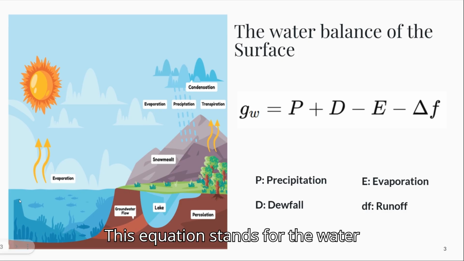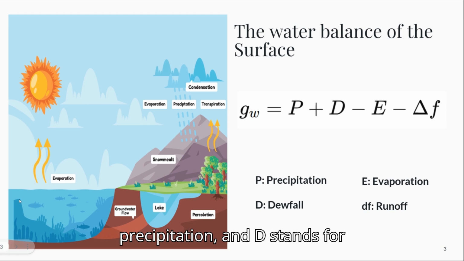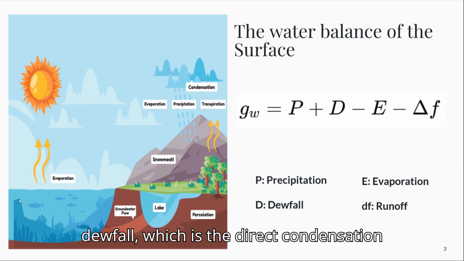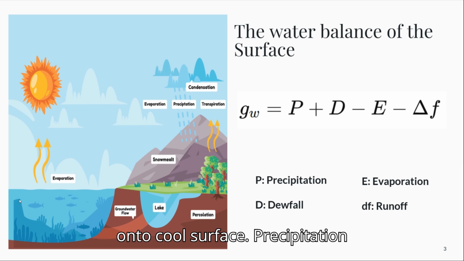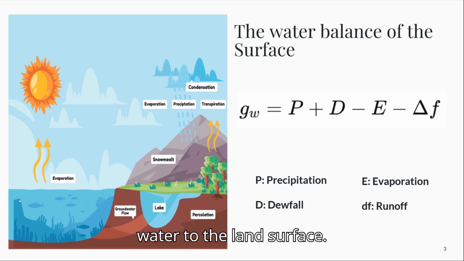This equation stands for the water balance of the surface. P stands for precipitation, and D stands for dewfall, which is the direct condensation onto cool surfaces. Precipitation and dewfall are the two primary inputs of water to the land surface.